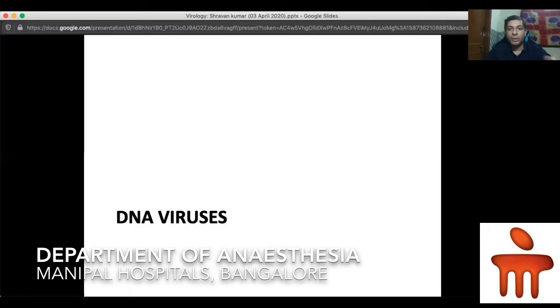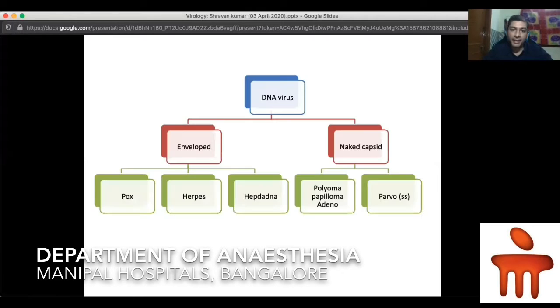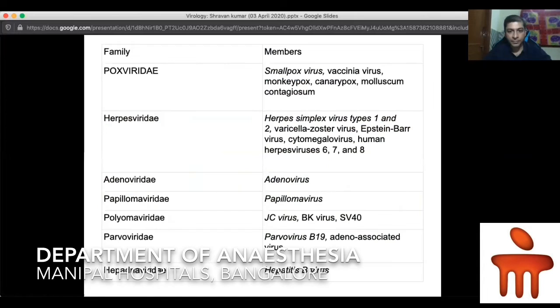So heading over to the actual subdivision, DNA viruses. This is a classification where it's further divided. The DNA viruses are divided into either enveloped or naked viruses. Enveloped viruses within the DNA viruses are pox viruses, herpes viruses, and hepadnavirus. Within the naked viruses of the DNA classification would be papilloma, polyoma, adenovirus, and parvovirus. So these are the different members within the DNA viruses.